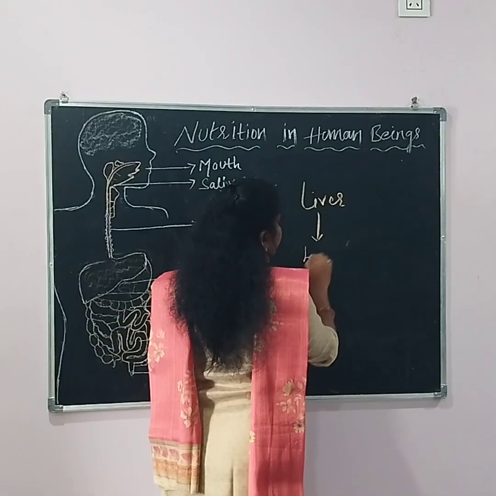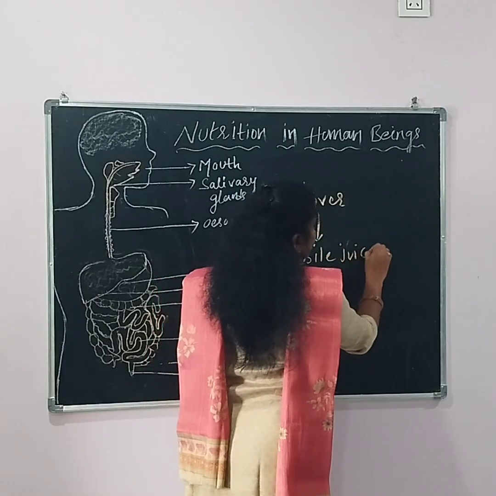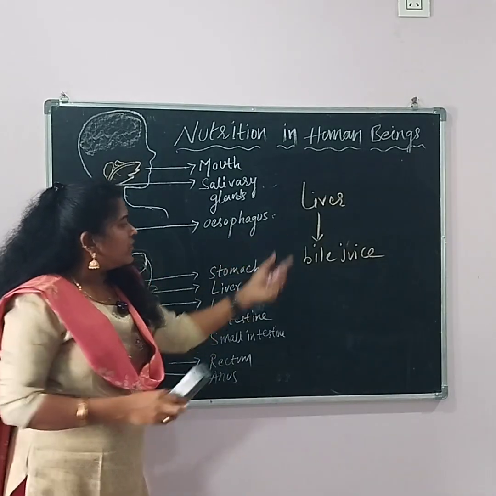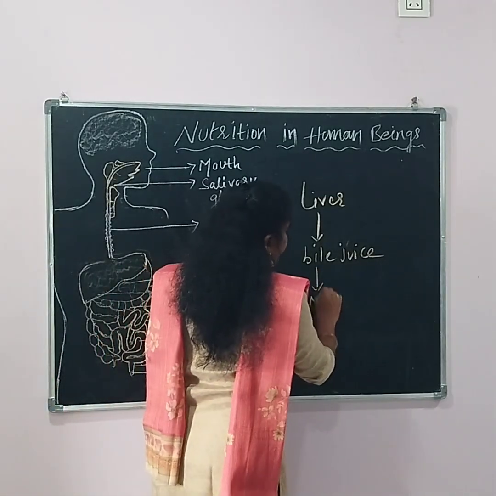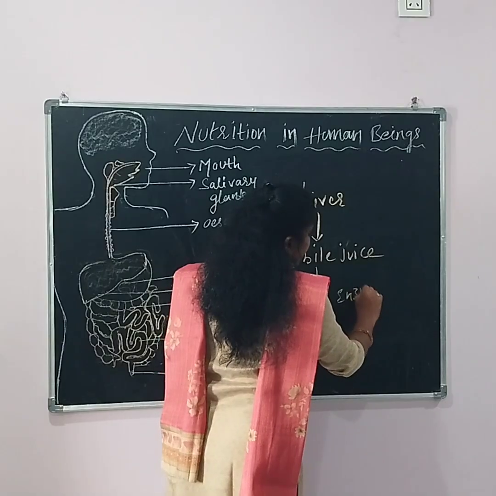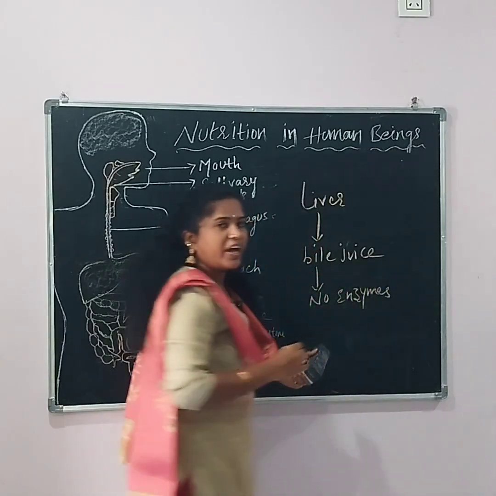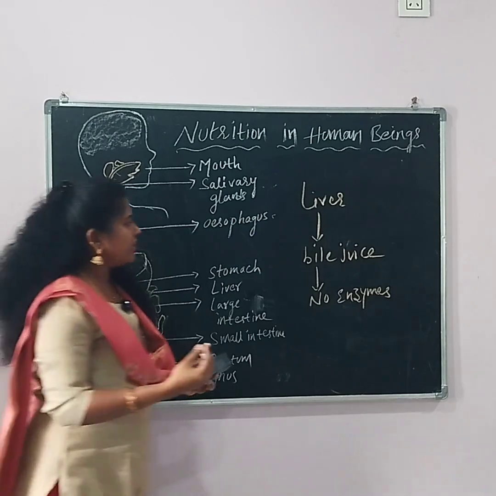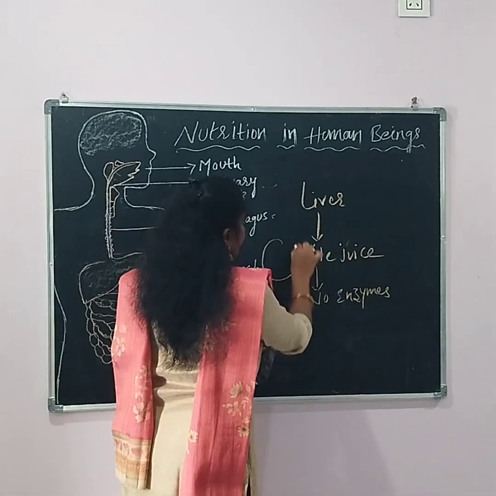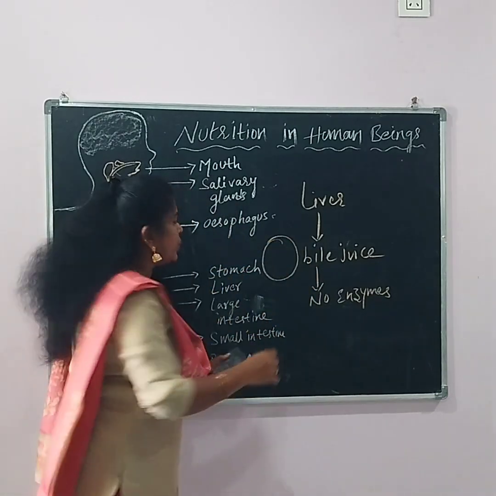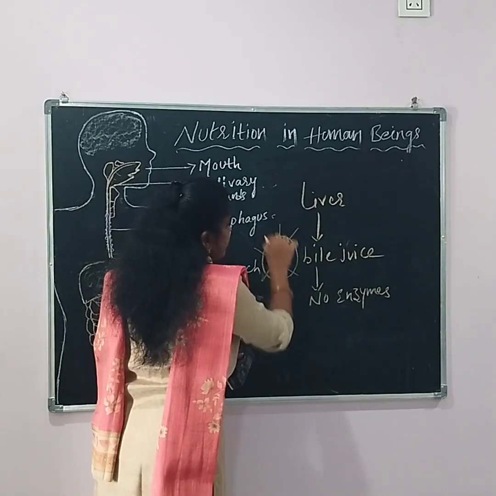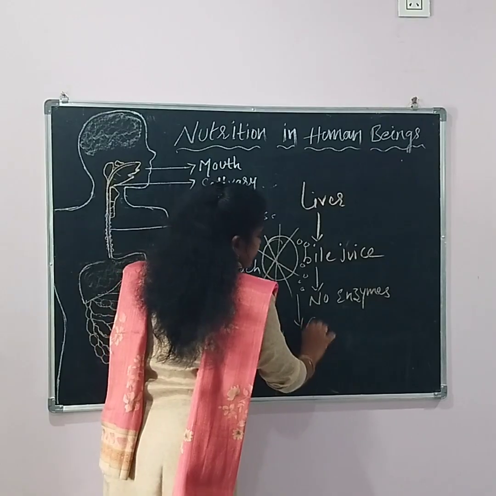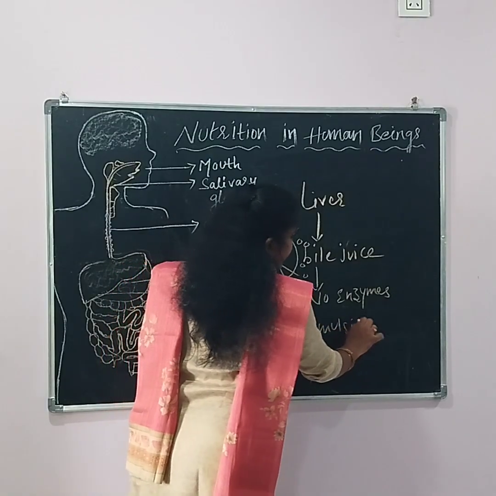Liver produces the bile juice. And here this bile juice has no enzymes. So whatever fats are there, those fats are converted into small globules. Small globules. This process is called emulsification.